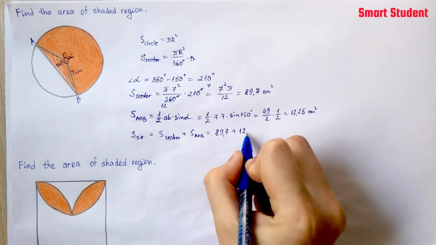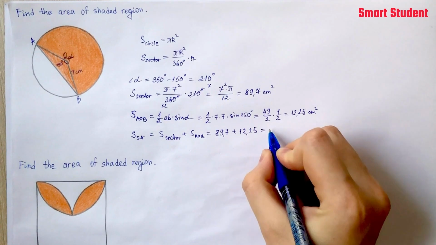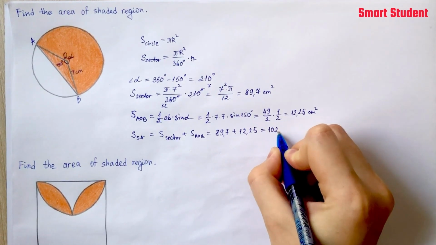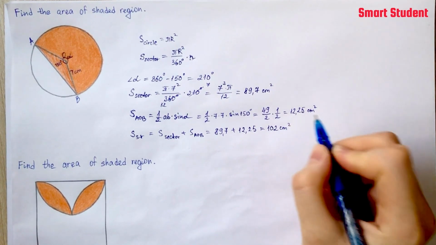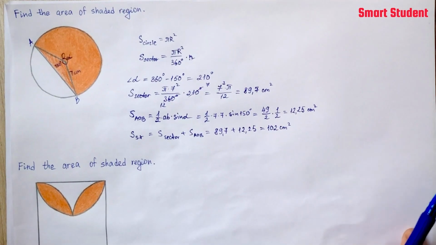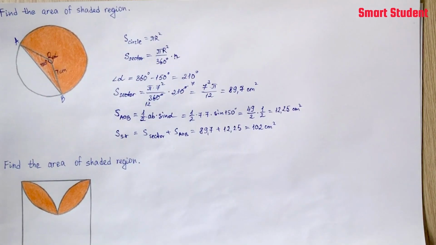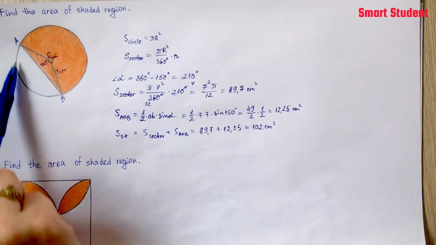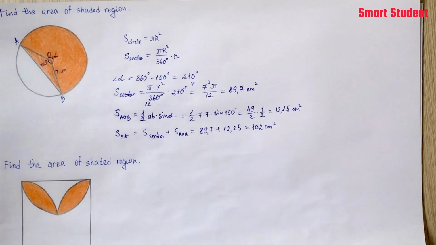Plus 12.25. That is 102 centimeters square. Let's make it even harder. If they ask us to find the area of this unshaded region, what should we do?